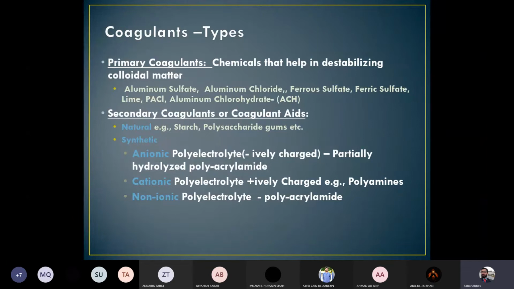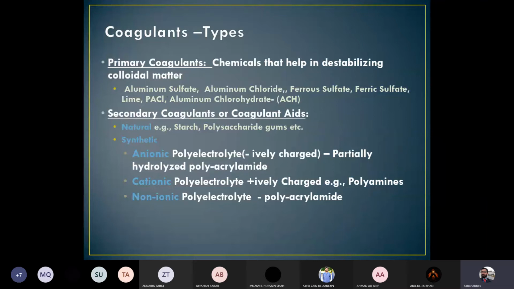After the basic definition of coagulation, we must know about the basic types of coagulants. There are various types. For example, we have categorized various coagulants in primary coagulants, in secondary coagulants, or coagulant aid. Primary coagulants, chemicals that help in destabilizing the colloidal matter, for example, aluminium sulfate, aluminium chloride, ferrous sulfate, ferric chloride, lime, PACl, polyaluminium chloride, aluminium chlorohydrate.